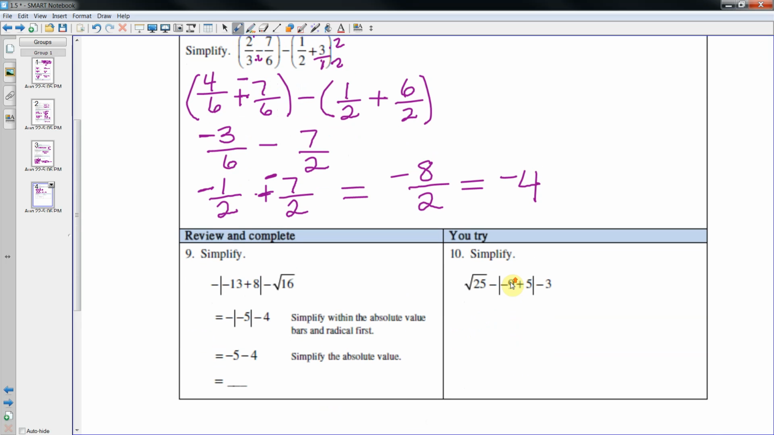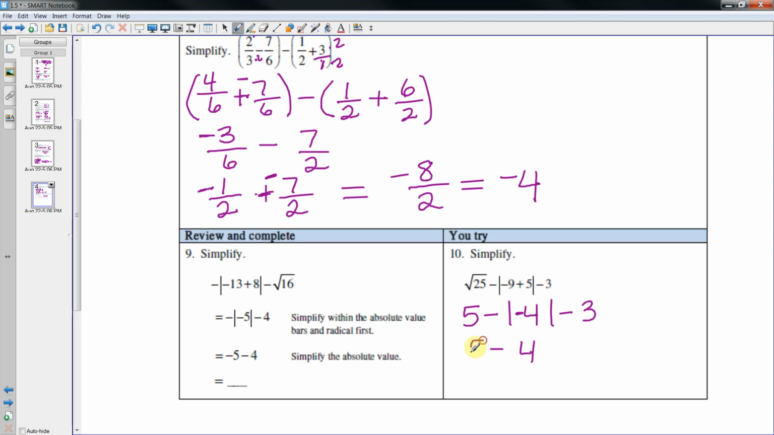Alright, let's try one. Let's practice a square root and an absolute value. So let's do this one. Square root of 25, remember 5 times 5 is 25, so the square root of 25 is 5, minus, let's do inside the absolute value, negative 9 plus 5, subtract and keep the sign of the larger, so that would be a negative 4 minus 3. Now let's take care of this absolute value of negative 4. Well, that's going to be positive 4.